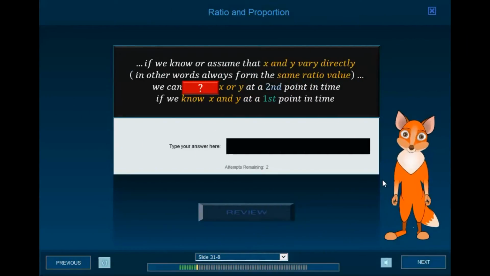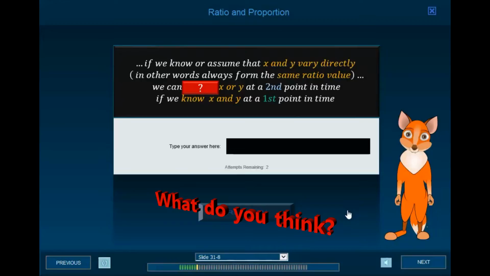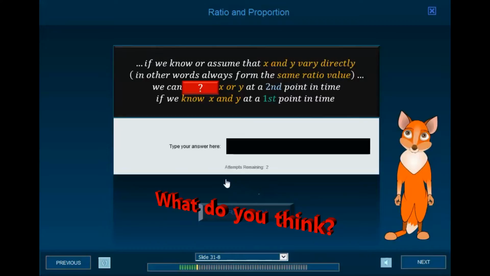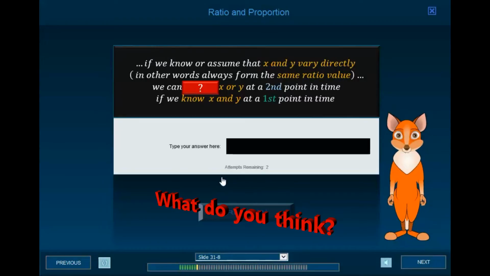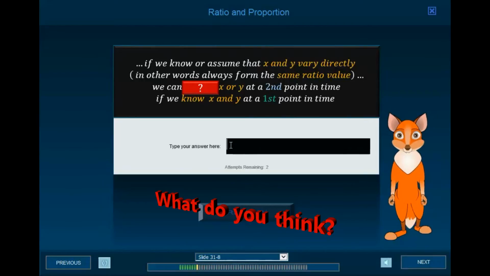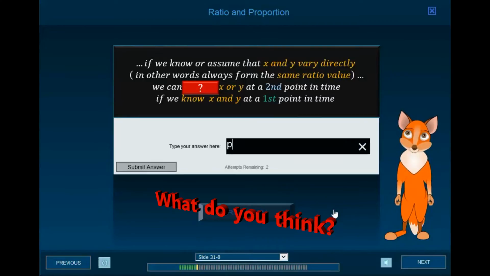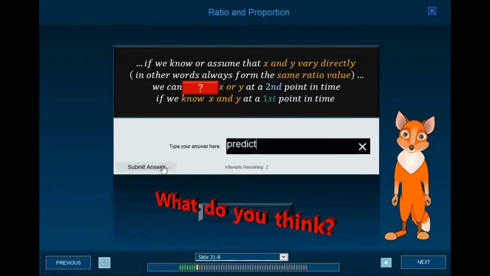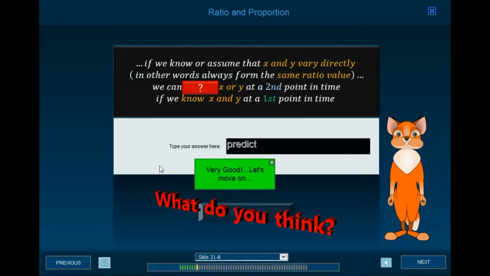If we know or assume that x and y vary directly, in other words, that they always form the same ratio value, we can predict x or y at a second point in time if we know x and y at a first point in time. Good work. We can predict x or y at a second point in time if we know x and y at the first point in time.